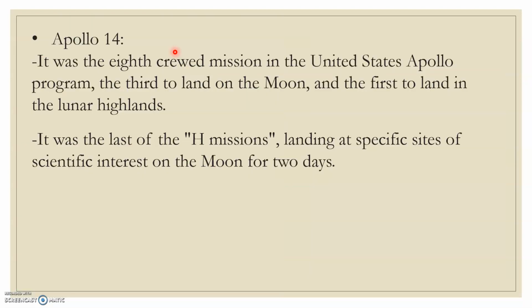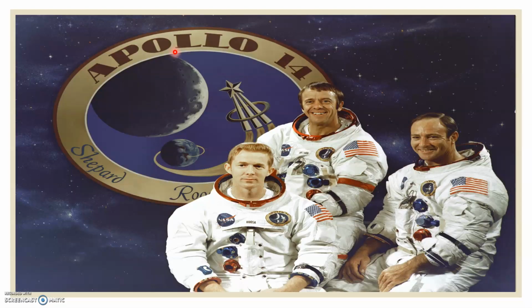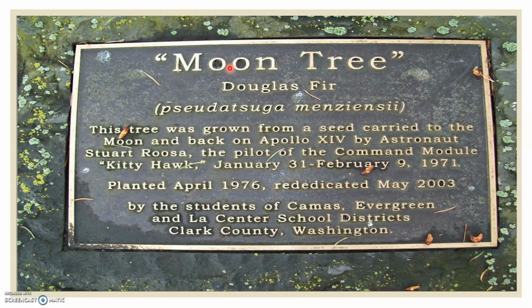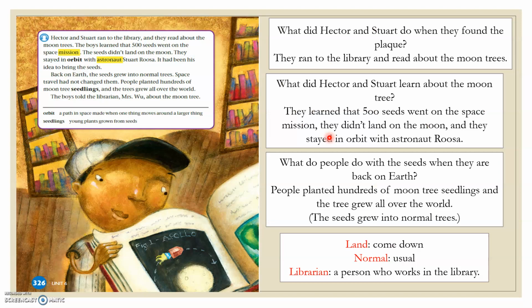Now, what is the Apollo 14? It was the 8th crewed mission of the United States sent to the moon in order to study the moon and gather different information about it. Now, take a look at some pictures of the Apollo 14 mission. That was the rocket. And this is the real plaque that was on the stone that tells the story of this moon tree. This tree was grown from a seed carried to the moon and back on Apollo 14. Now, look at Hector. Hector and Stuart ran to the library and they read about the moon trees.